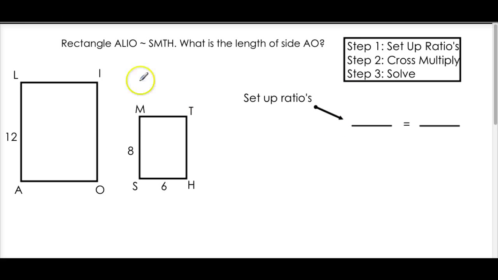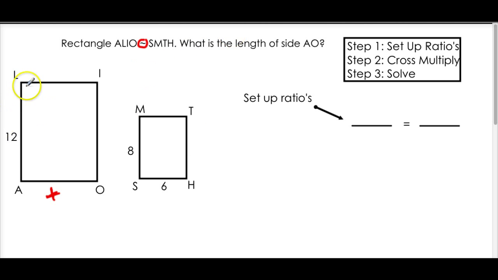Second one. Rectangle ALIO is similar to SMTH. Remember, that's a similar symbol. What is the length of AO? So once again, I'm just going to put an X there to save my spot. And then I'm going to start setting up some ratios.